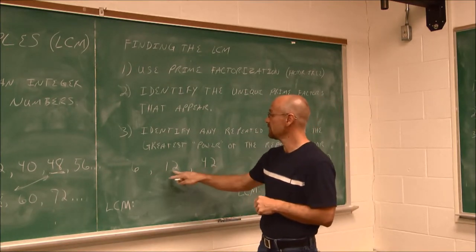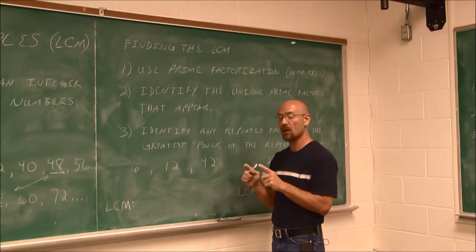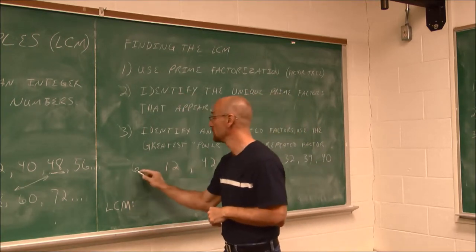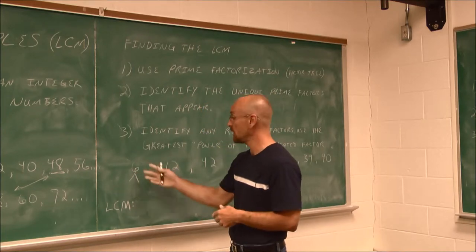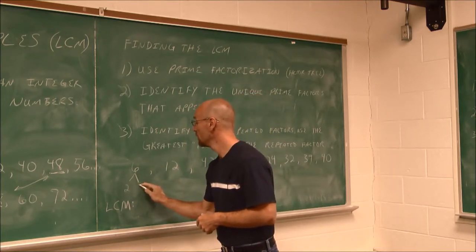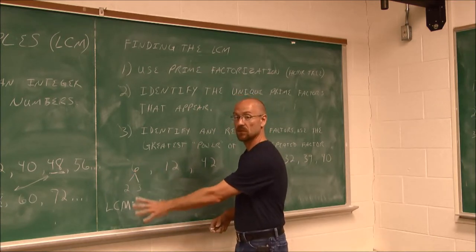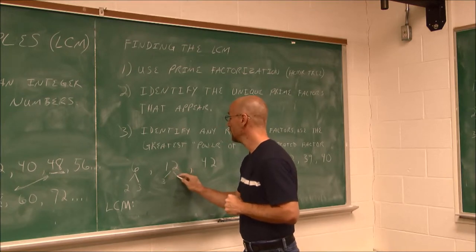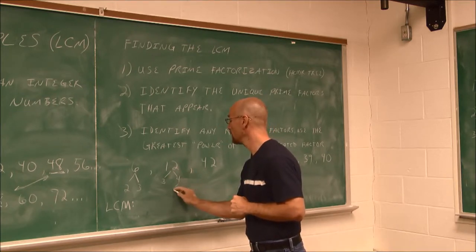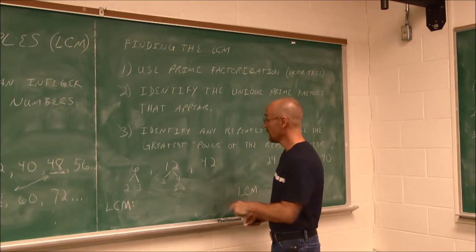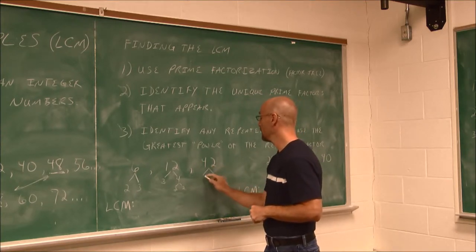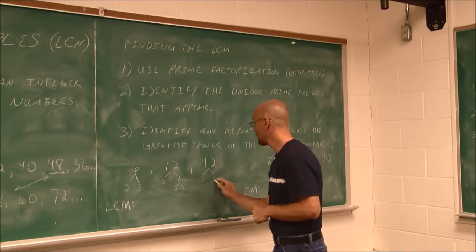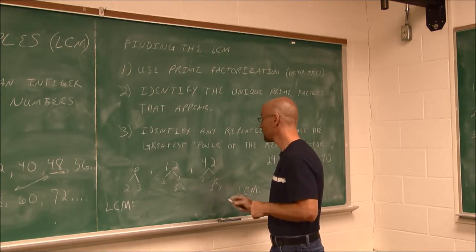So here I have a list of numbers, 6, 12, and 42. And I want to find the least common multiple, the LCM. So the first thing I do is I use prime factorization. I just factor it down. 6 is 2 times 3. Those are prime numbers. I can't break them down any further. 12 is 3 times 4. And 4 is 2 times 2. 42, well, I know some of its larger multiples, 7 times 6. And 6 is 2 times 3.